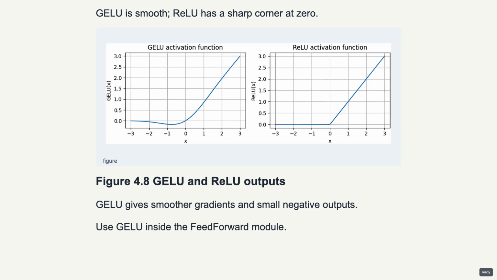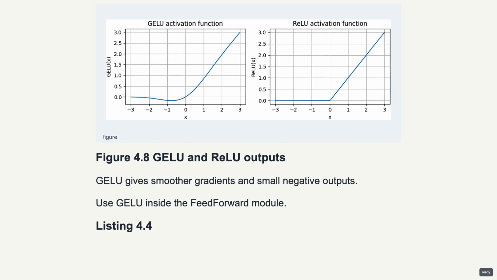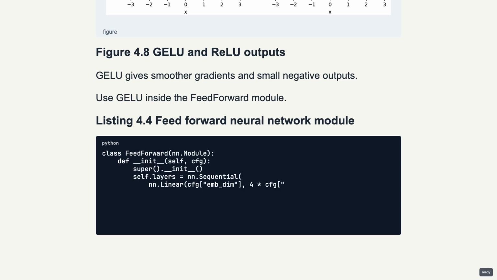The activation now becomes part of the larger feed-forward block, where it sits between two linear layers and gives the module its nonlinear behavior. This listing combines the layers into the compact module that transformer blocks reuse repeatedly. The first linear layer expands the embedding size by a factor of 4. GELU adds the nonlinearity, and the second linear layer compresses the representation back to the original size.